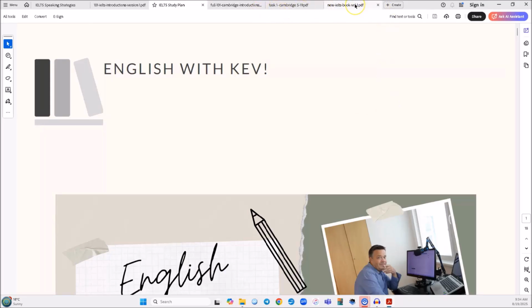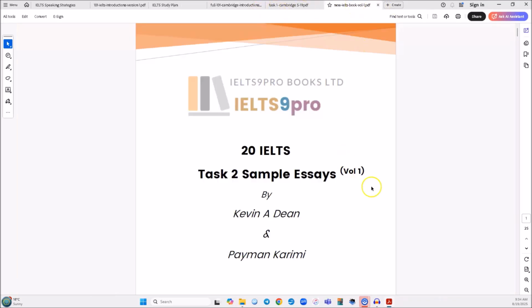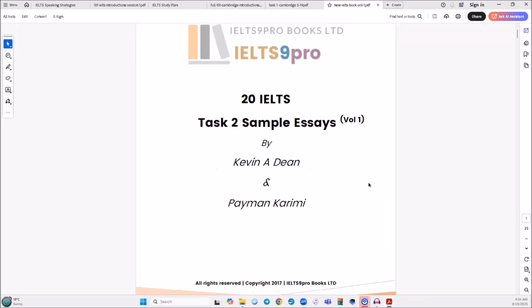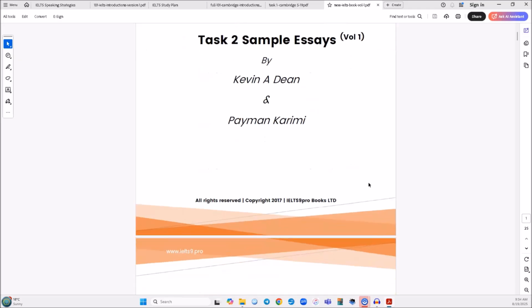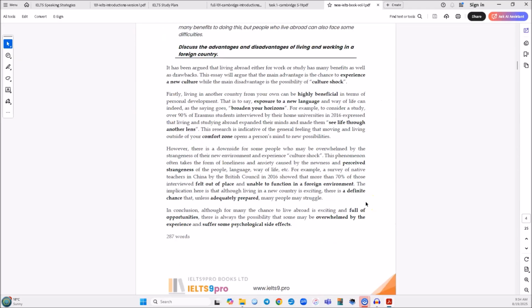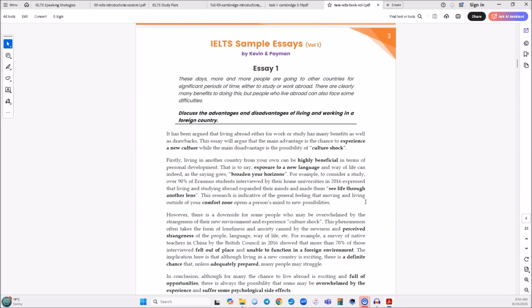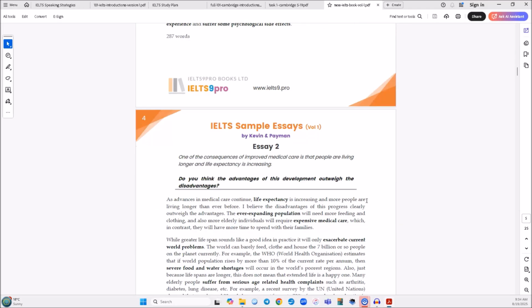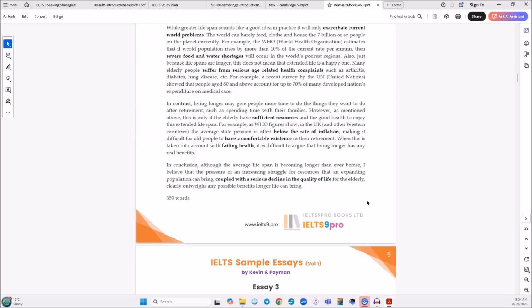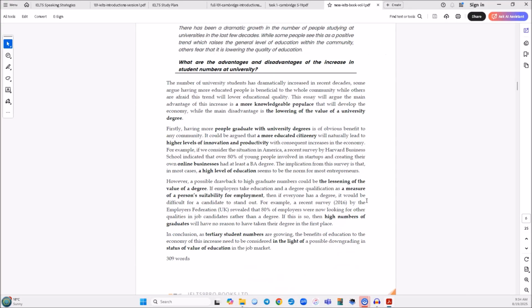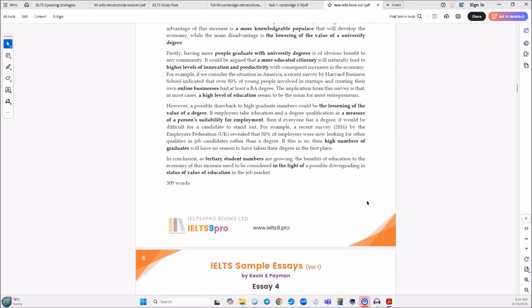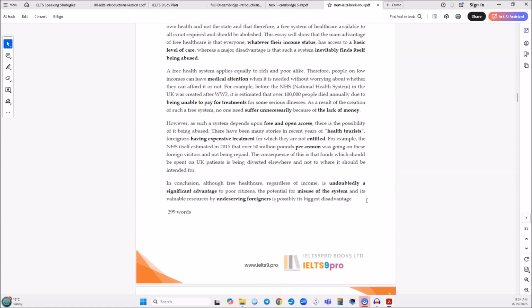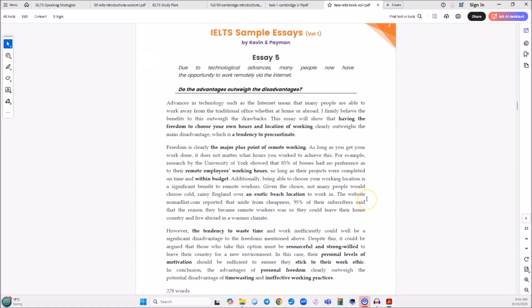And what else have we got? This is a slightly different one that I did with Payman, Task 2 sample essays. This one here breaks down some of the vocab, so you can see it sentence by sentence, and some of the key phrases. Key vocabulary is highlighted in bold.